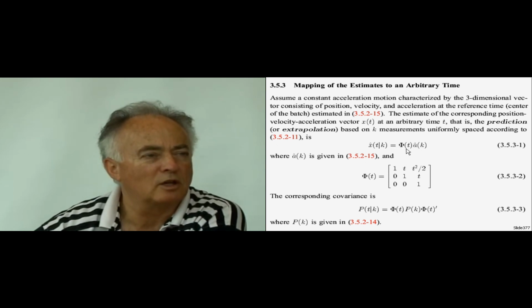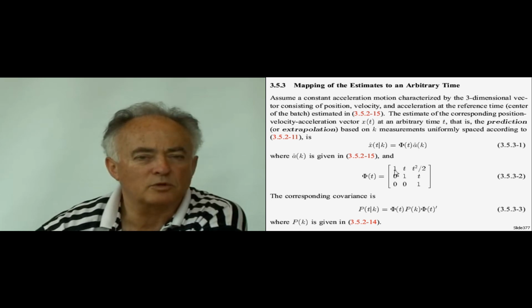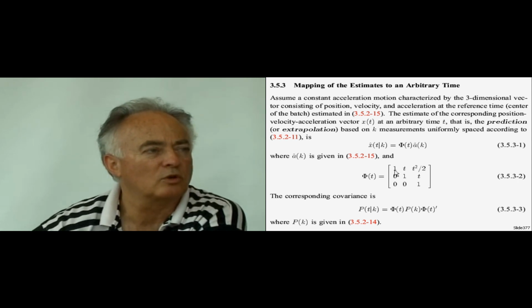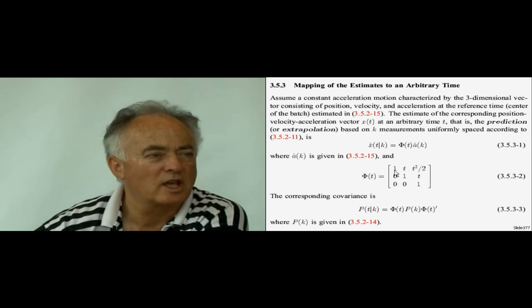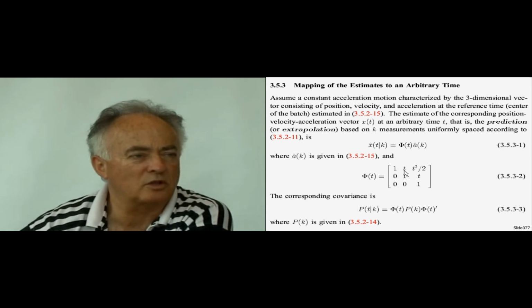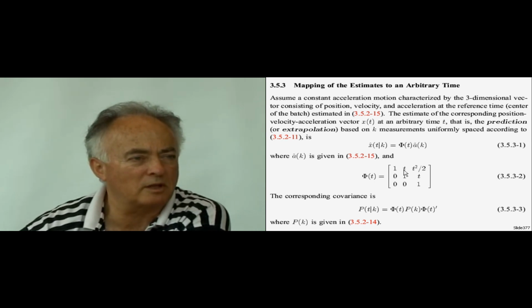pre-multiplied by a matrix phi, and this phi, the first column has 1, t, t squared over 2. You can clearly see that the position at any future time, the predicted or extrapolated position, is the position at the center of the batch plus the estimated velocity at the center of the batch multiplied by t, plus the acceleration at the center of the batch multiplied by t squared over 2.